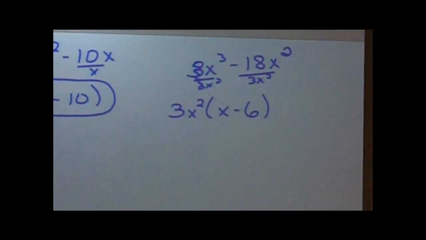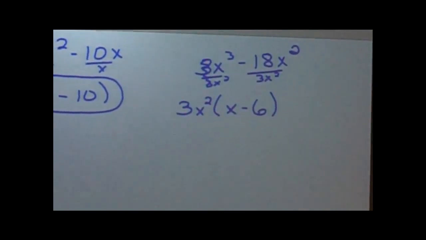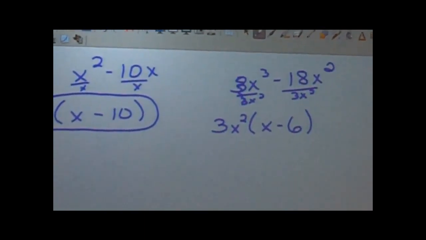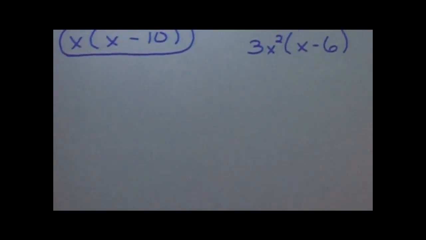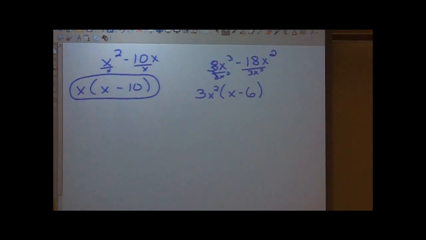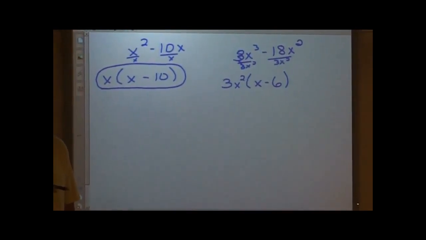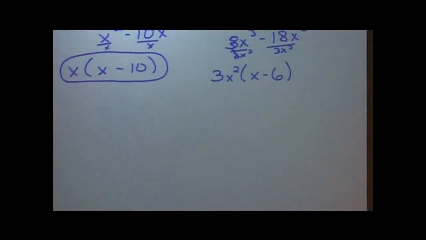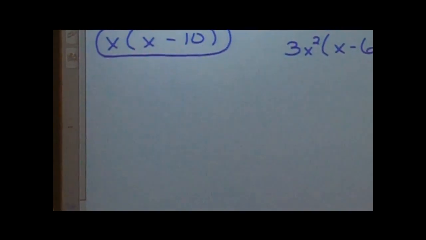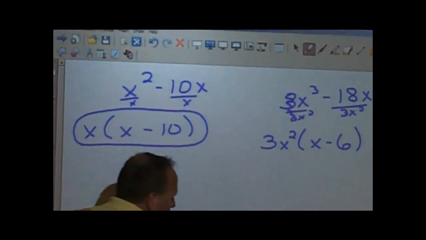Now, what is the only type of binomial where you will not factor it out by using the greatest common factor? When they're both perfect squares. When they're both perfect squares, we call it the difference of 2 squares. Here's what it's going to look like.